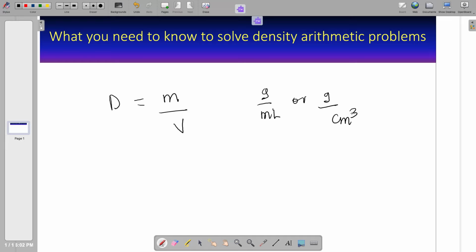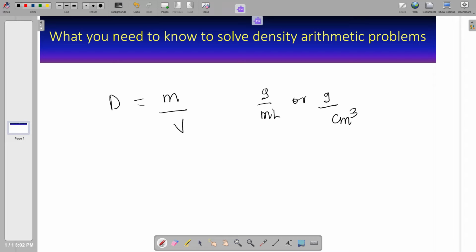So the question is, since density consists of three different variables, and these variables include density, mass, and volume, it follows that when you know any two of these variables, you should be able to find the third one by sometimes rearranging the equation. So that means that to rearrange this equation such that you can isolate m or v, you have to apply algebra.